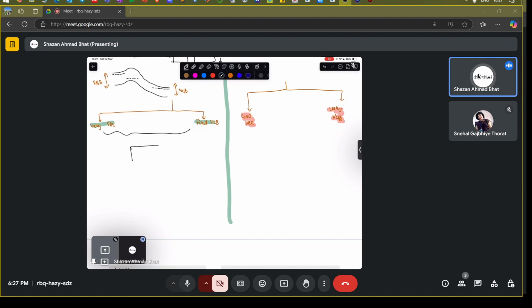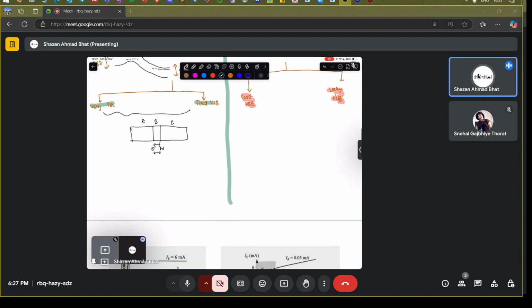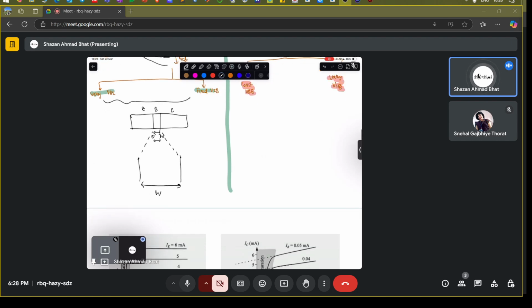If we look in the base region, this is the base region, this is the emitter, this is the collector. The base region is very thin, let's say 0 to W, the width of this base region. If we draw the minority carrier profile in this region, let me magnify it so that you can clearly understand. This is W, the base width. This is the background doping concentration because it's p type, so it will be Pn0.